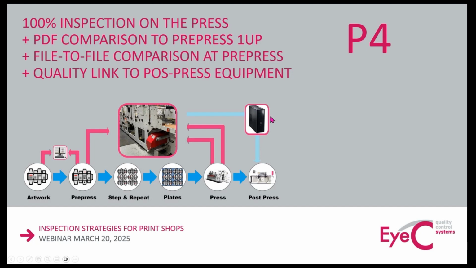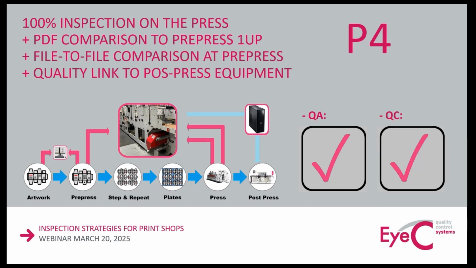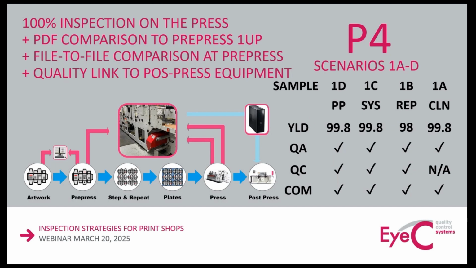The quality link will feed the inspection results from the inspection system on the press to the rewinder. So the rewinder can be stopped automatically where defects were found on the press. Now we're having a true QA system offering some support to secure the removal of bad items, combined with a true QC system providing immediate feedback for repeating defects showing up. When we expose this setup to all our scenarios 1A through 1D, we see near perfect results overall.